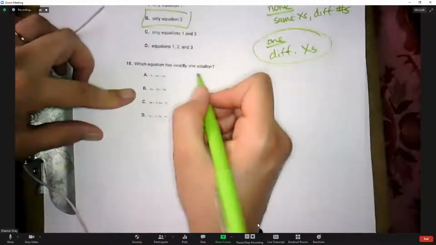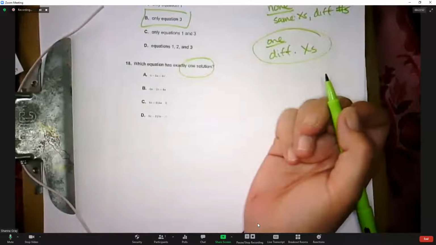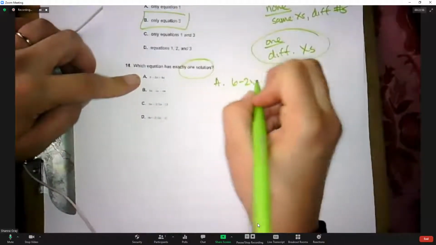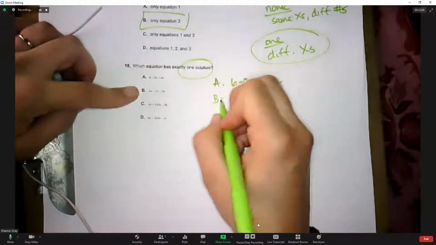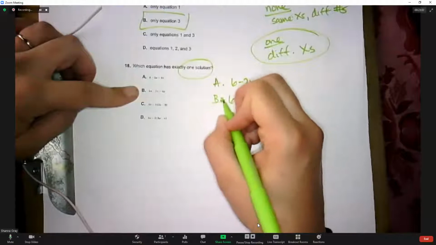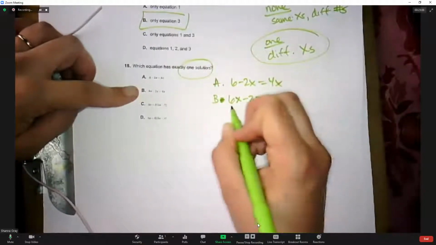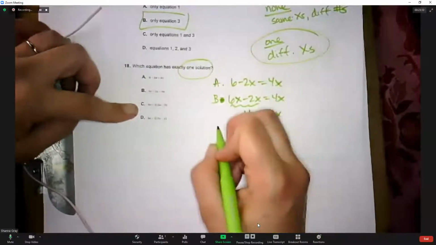Okay, which one has one solution? So again, I'm looking through to see which one has different amounts of x's. So A is 6 minus 2x equals 4x. B is 6x minus 2x equals 4x, which if I simplify that, it's really 4x equals 4x. So these are the same.